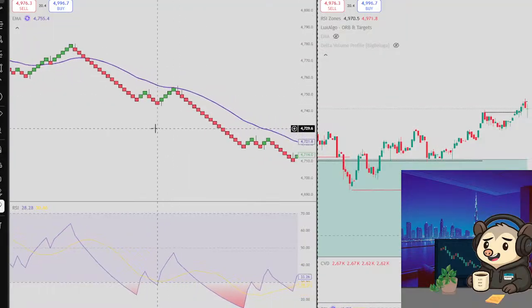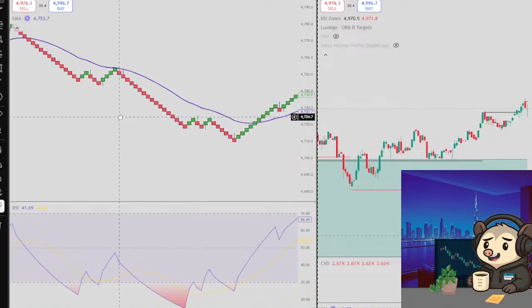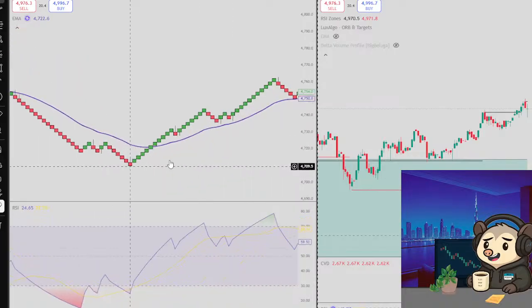Then this one was decent. This one was good. So we have 1, 2. Oh, wait, what is that even? Oh, yeah, 1, 2, 3. So look at that beautiful divergence.